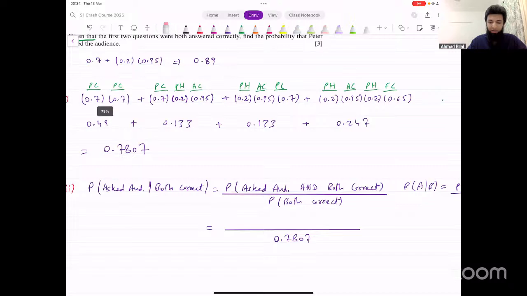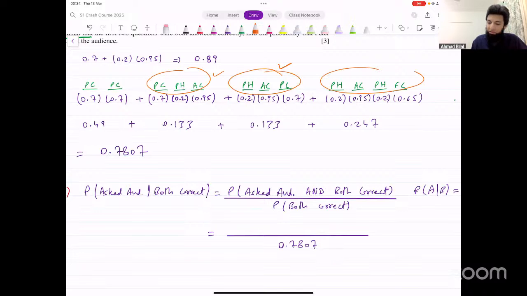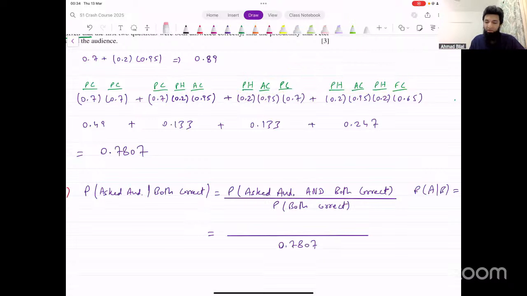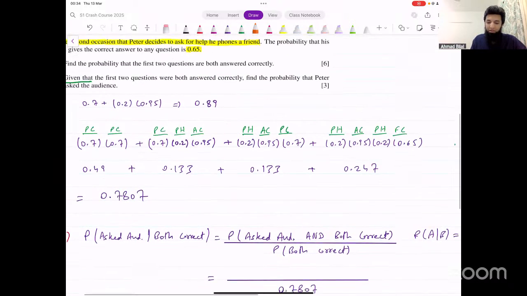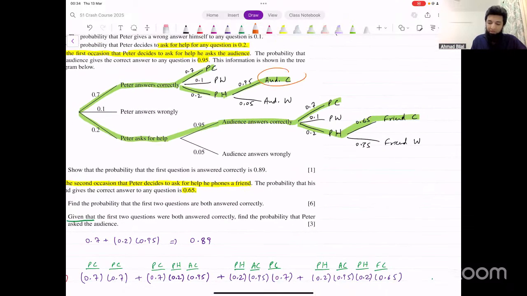Right? These are the four cases. In how many of them did he ask the audience? He asked the audience in this case. Right? He asked the audience in this case as well, and in this case as well. So apart from the first case, he asked the audience in the remaining three cases. You can see it in the tree diagram as well. He asked the audience in the second case, the third case, and the fourth case.